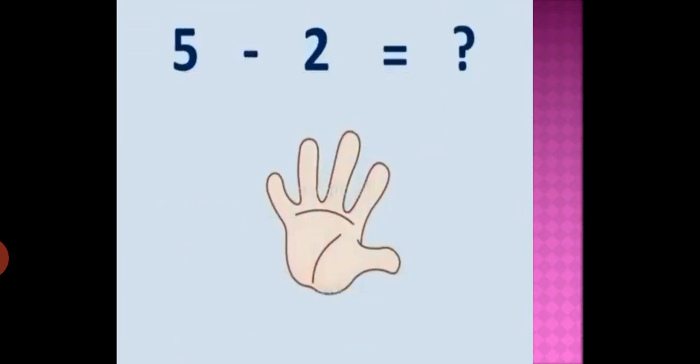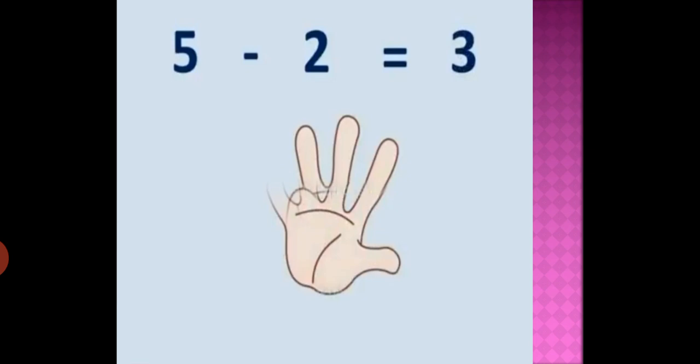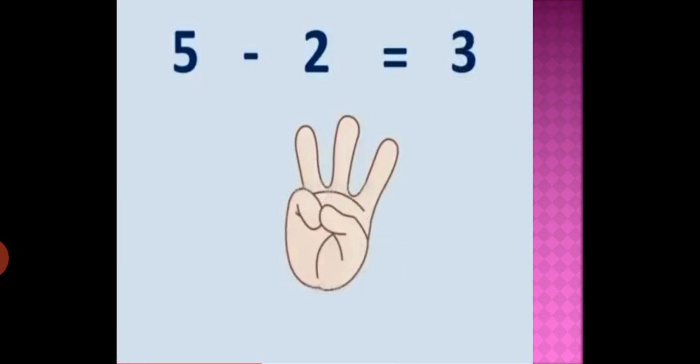Suppose you want to subtract 2 from 5. Put out your 5 fingers and put down 2 fingers. Count the remaining fingers. 1, 2, 3. So 5 minus 2 is equal to 3.